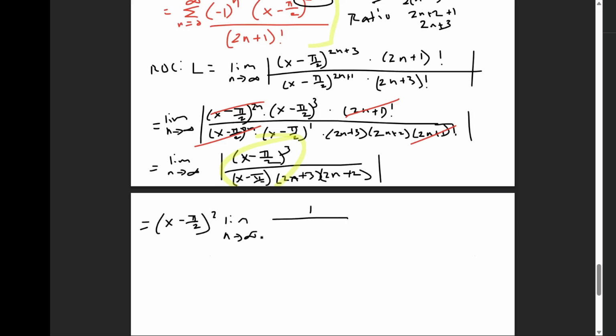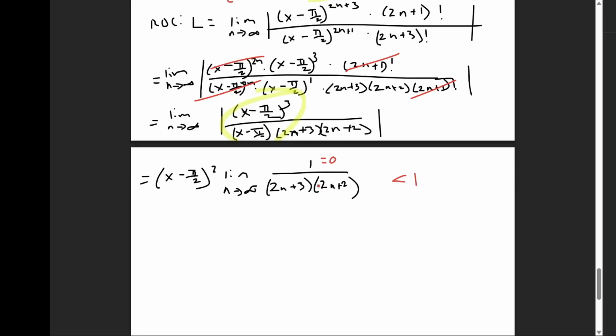Then we're just left with 2n plus 3 times 2n plus 2, with n approaching infinity, so that's going to be 1 over infinity, which equals 0, and that's less than 1. So according to the ratio test, this will converge. If we're testing for which x's or any exceptions, we look at this part right here, right? Whatever x is doesn't matter because it's going to be multiplied by 0, so it's always going to be 0, which is always less than 1, which means it's always going to converge. So for all x, it converges.